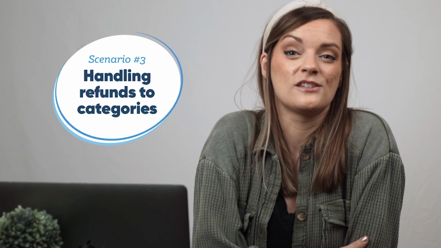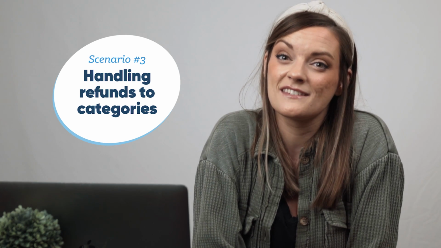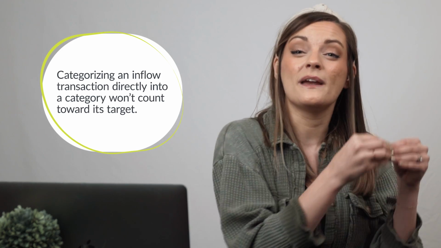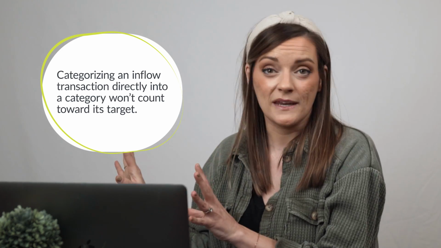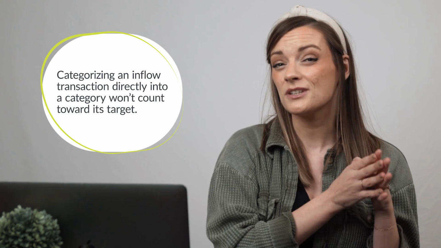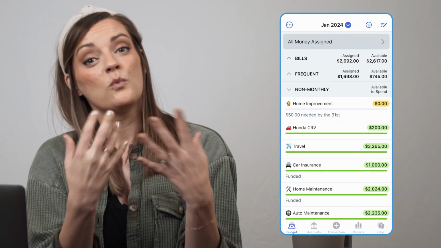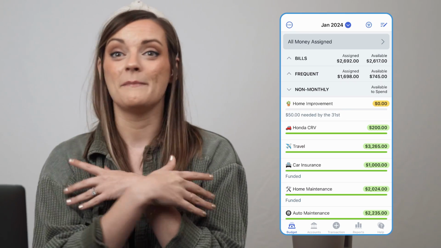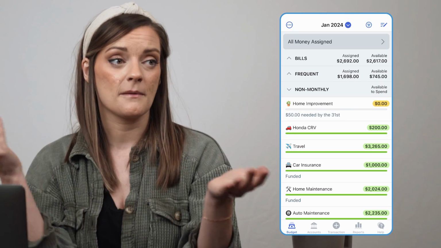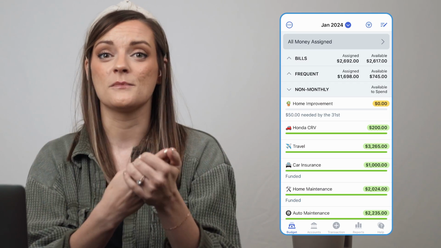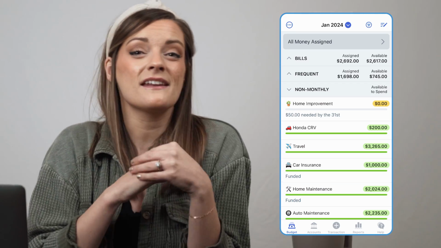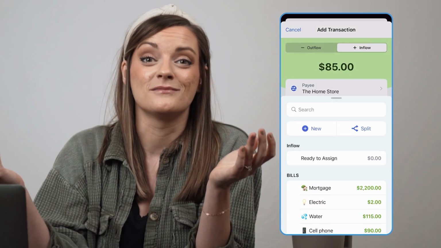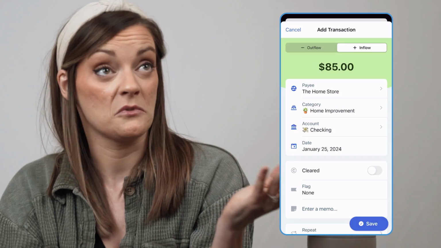A third reason snoozing targets is handy: handling refunds to categories. Did you know that categorizing a transaction directly into a category, as opposed to moving money over from Ready to Assign, won't actually count toward your target? Example, we set a $50 target for home improvement every month for things that just make our house a better place to live. Welcome mats and plants and house numbers you can actually read. And we finally decided to return an end table we bought 2 months ago that we never even took out of the wrapping, which was, in retrospect, good on us.